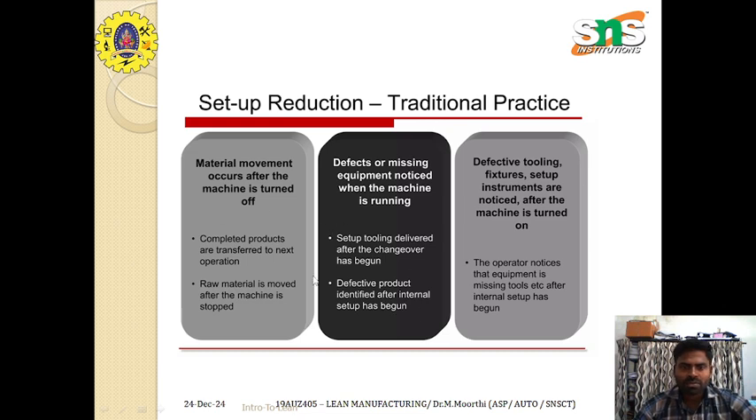By following these factors, we have to identify or notice the defects during the process itself, so that we have the time or the point to remove these defects. And the next is defective tooling, fixture, and setup instruments are noticed after the machine is turned on. So the operator notices that the equipment is missing tools, etc. after the internal setup has begun.